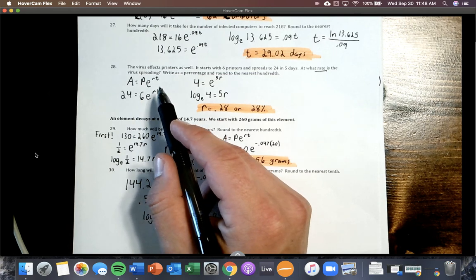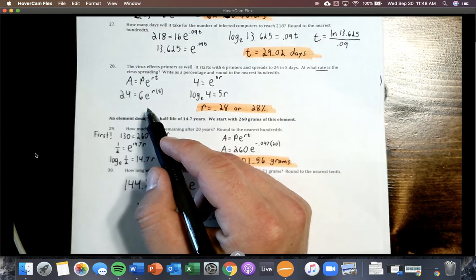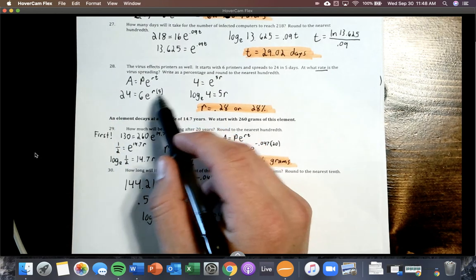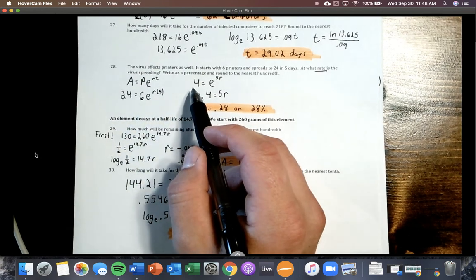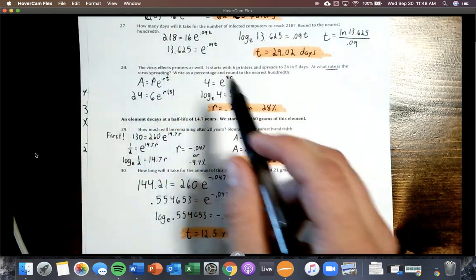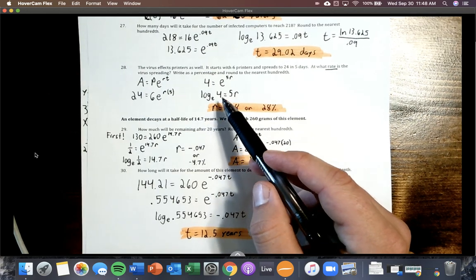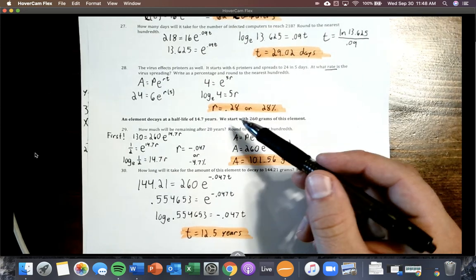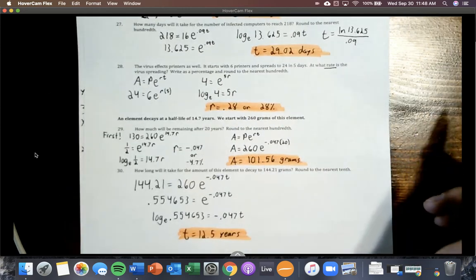So again, we have a variable in the exponent here. So we know we're going to have to change it to a logarithm, right? We can divide 6 over. 24 divided by 6 is 4. Then we can change it to a logarithm, right? Log base e of 4 is equal to 5 times r. We just divide that 5 over, and we end up getting that r is equal to 28%.